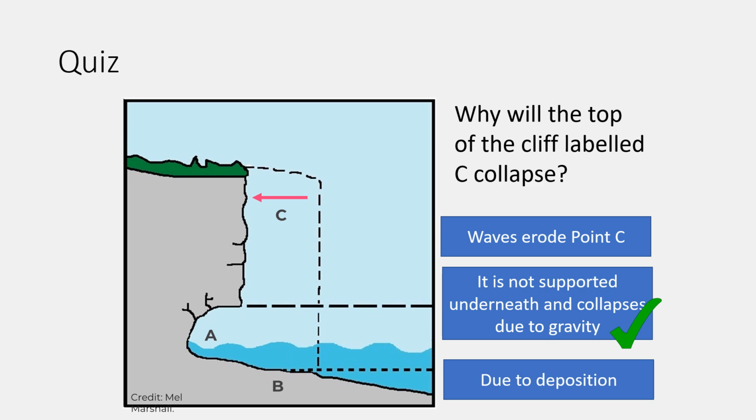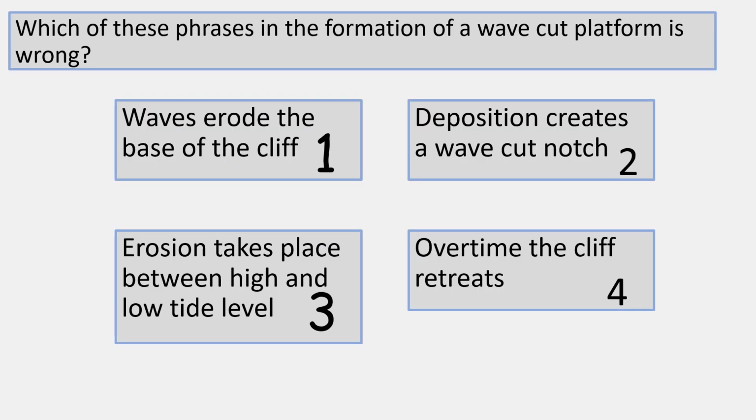Got another multiple choice question for you coming up. Which of these phrases in the formation of a wave cut platform is wrong? Is it 1. Waves erode the base of the cliff? 2. Deposition creates a wave cut notch? 3. Erosion takes place between high and low tide? Or 4. Over time the cliff retreats? You should have chosen the answer as 2. The other 3 statements are all correct.